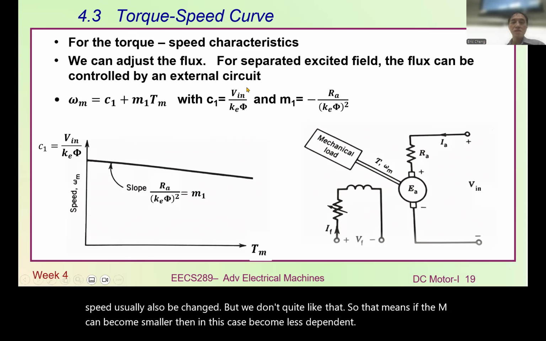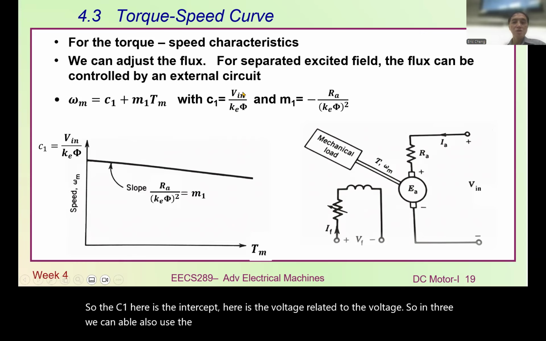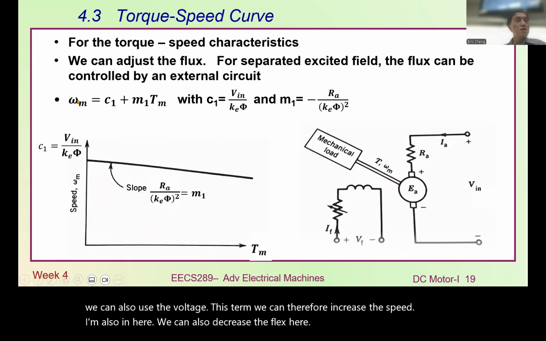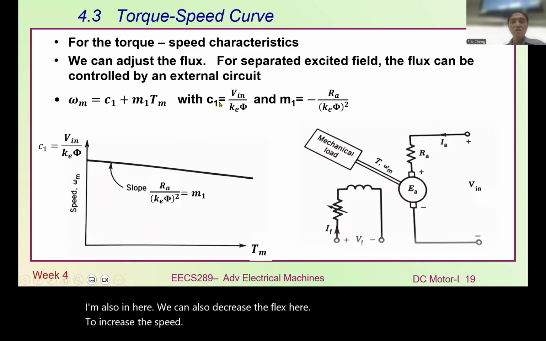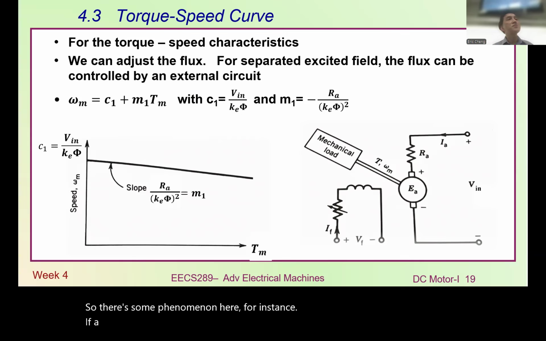The c1 here is the intercept, which is related to the voltage. So in theory, we can also use the voltage term to increase the speed. And we can also decrease the flux here to increase the speed. So there are some phenomena here. For instance, if a vehicle is at a standstill, you will really need a large torque to operate.